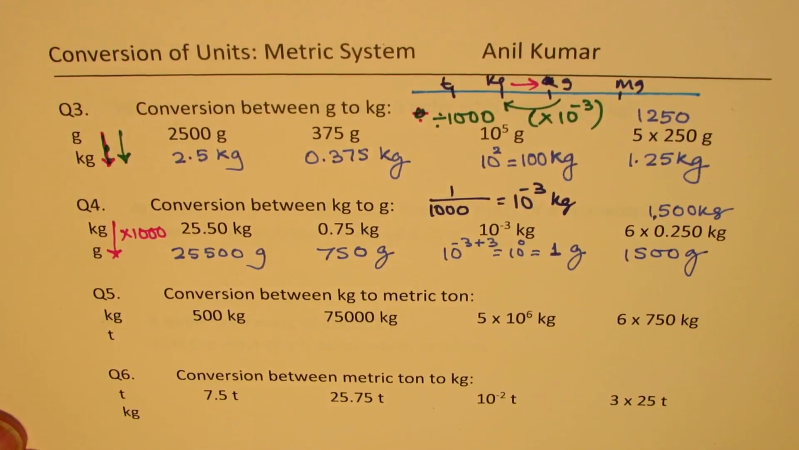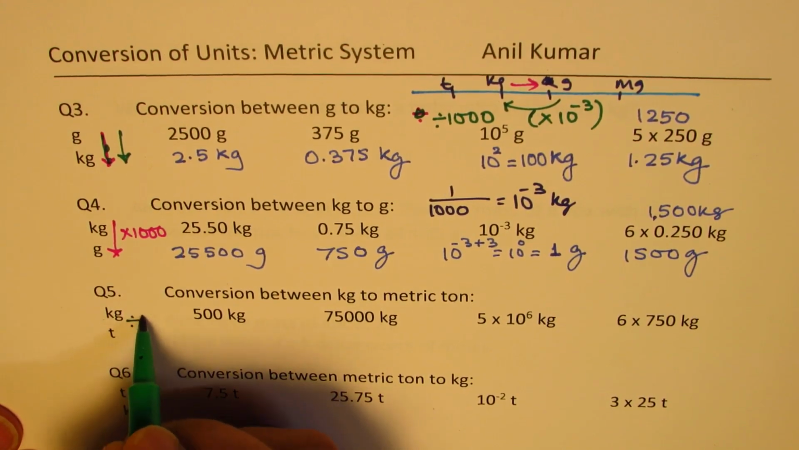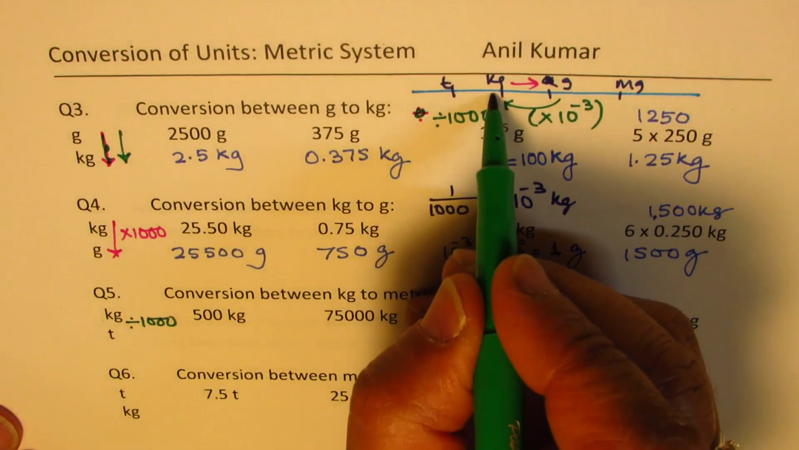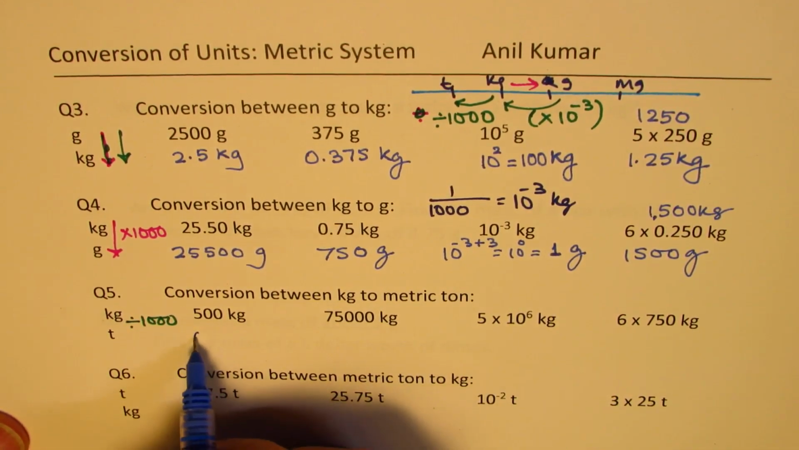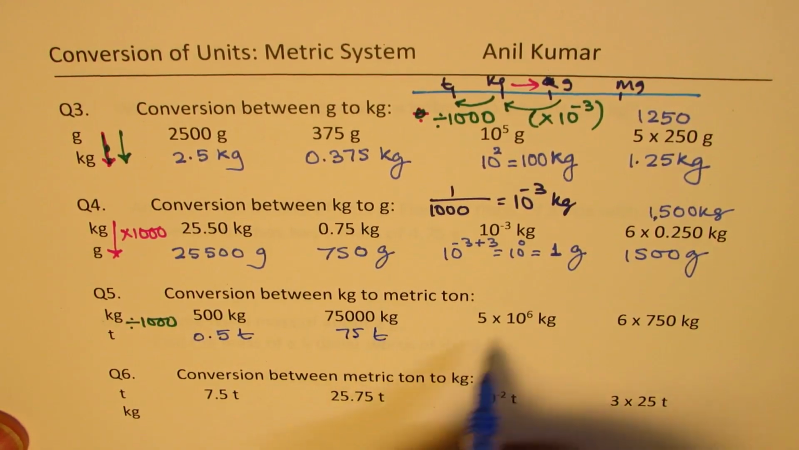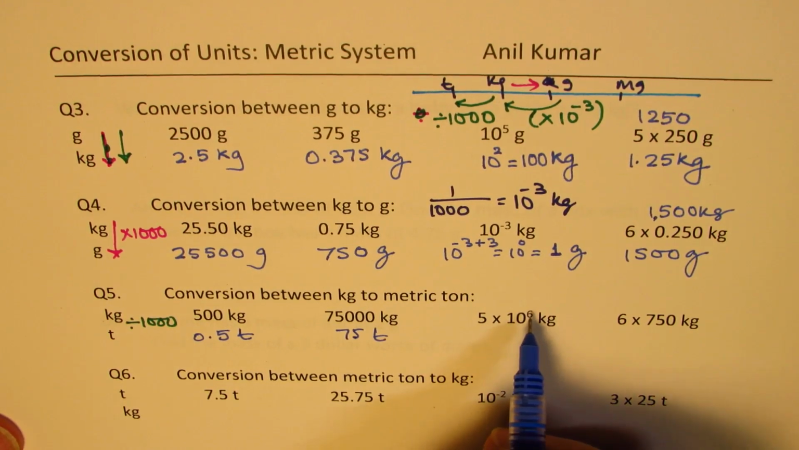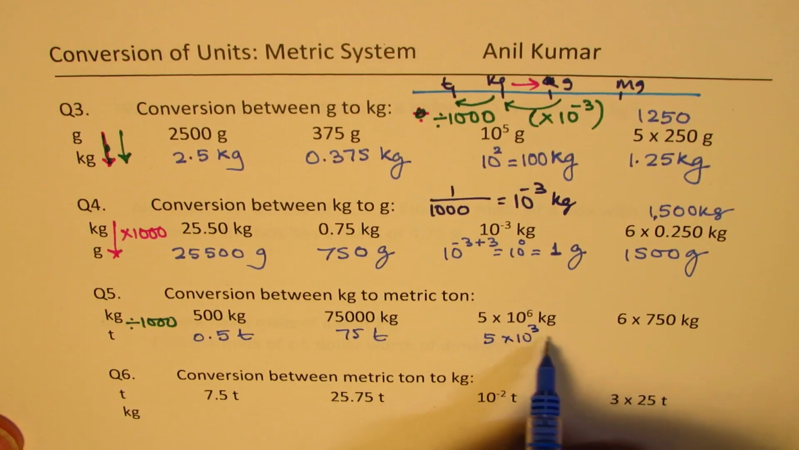Now we have to convert from kilograms to tons. So in this case, we are going to divide by 1000 as we are moving in this direction. Correct? Tons means a huge amount, right? Like a truckload will be measured in tons. So let's divide each one of them by 1000, write down our answers. 500 kilograms will be 0.5 tons. This will be 75 tons. Then 5 times 10 to the power of 6, 3 less, 5 times 10 to the power of 3 tons.